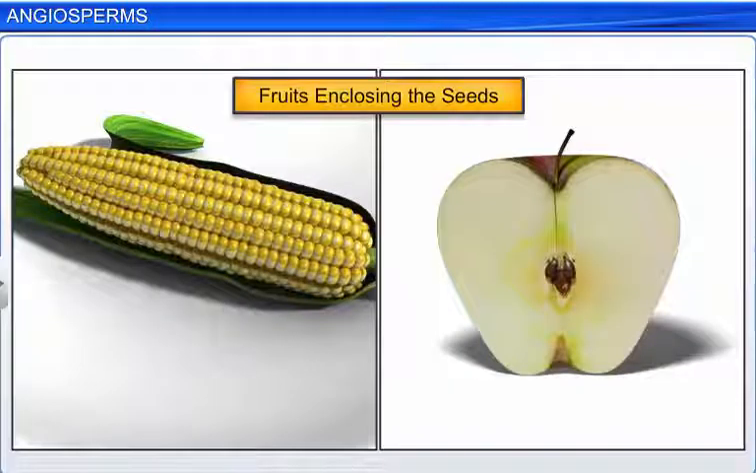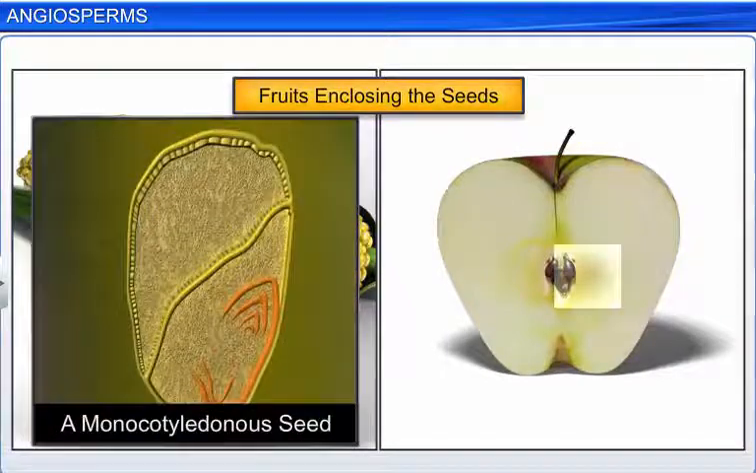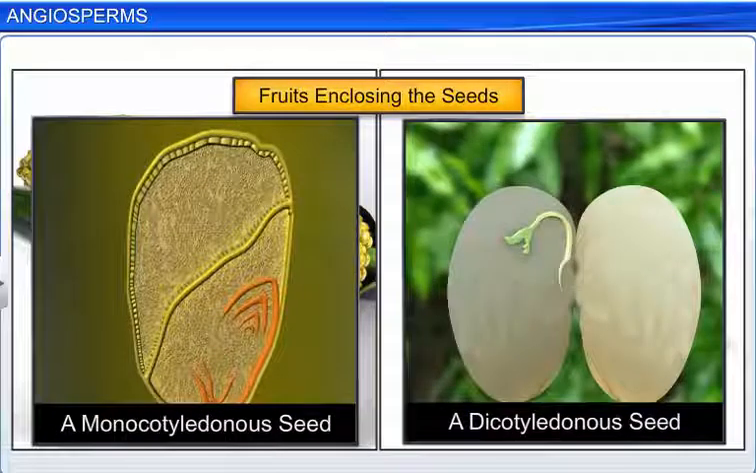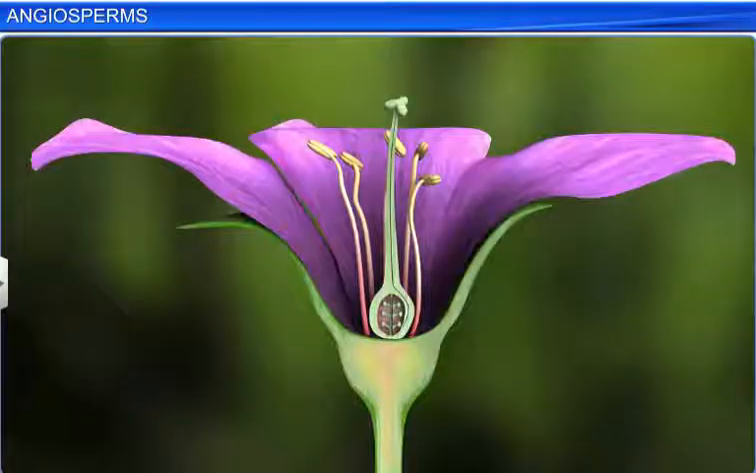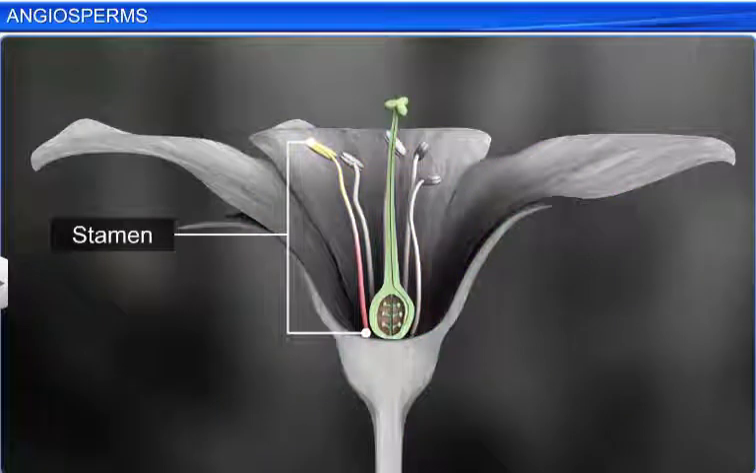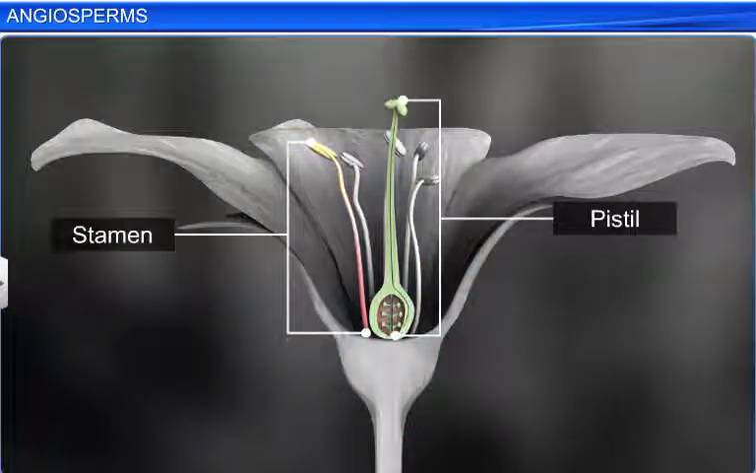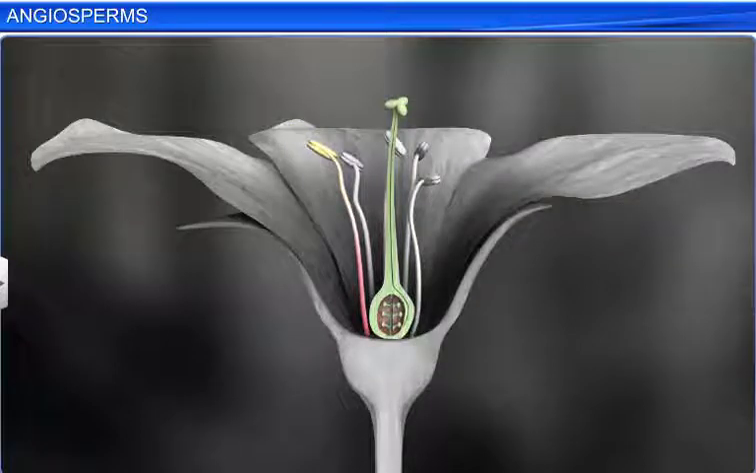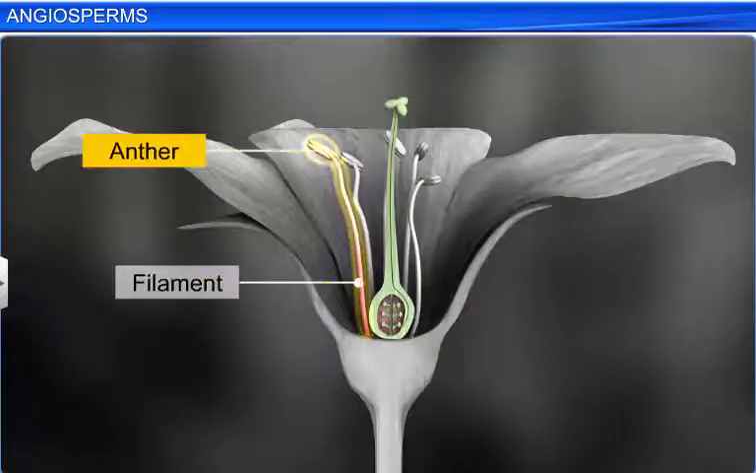The seeds too are enclosed in fruits, and they can be monocotyledonous or dicotyledonous. A typical flower of an angiosperm contains the stamen and the pistil, the male and female sex organs respectively. The stamen consists of two parts, filament and anther.